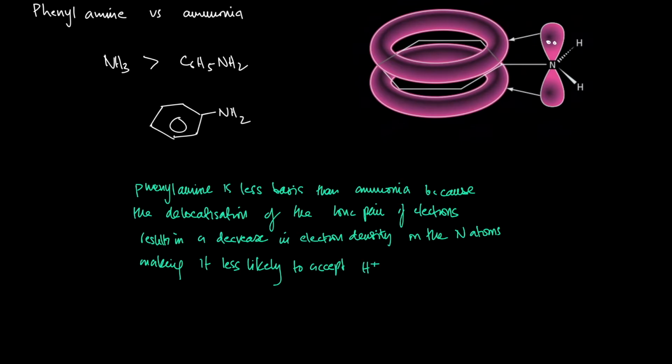Okay. And delocalization of the lone pair of electrons in the p orbital of the nitrogen atom into the ring results in a decrease in electron density on the nitrogen atom, making it less likely to accept protons. So over here, this is its reactivity as a base, meaning its reactivity when it comes to accepting protons on the nitrogen atom.